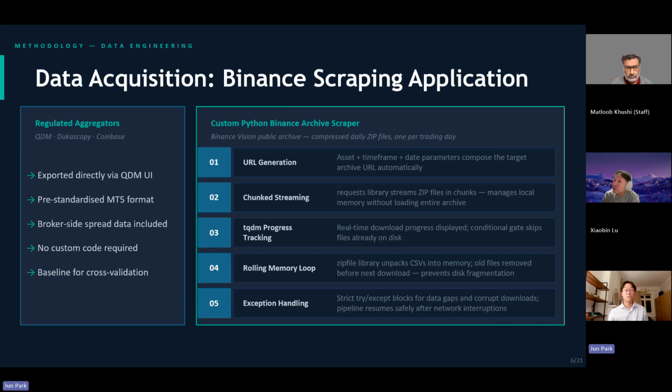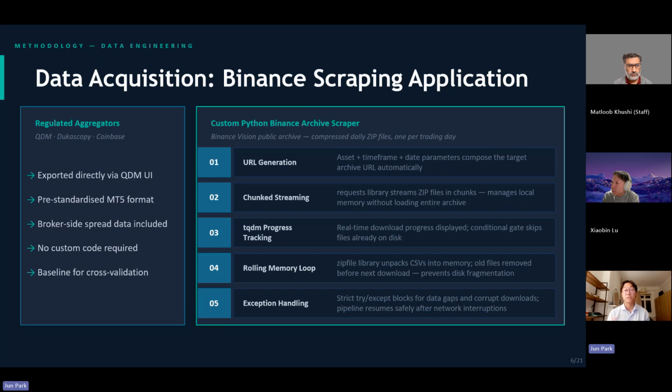Now, while our aggregated data was straightforward to obtain through the export functions, historical data from Binance and other exchange archives required a bespoke solution. This custom Python web scraping application represents the most significant engineering artifact of this first phase. Binance archives historical data as thousands of compressed daily zip files. And to automate ingestion safely on consumer hardware, the scraper generates target URLs programmatically based on asset parameters and dates. It streams each archive using chunked HTTP streaming via the requests library to retrieve files sequentially without overloading local RAM.